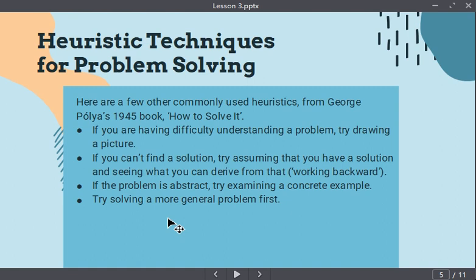So next, if you can't find the solution, try assuming that you have a solution and seeing what you can derive from that. So you are working backward. Let's say for example, hindi ko talaga siya makuha. Let's say and then multiple chances siya. So most likely kapag multiple chances, we are working backward. Next, if the problem is abstract, try examining a concrete example. And then last, try solving a more general problem first.